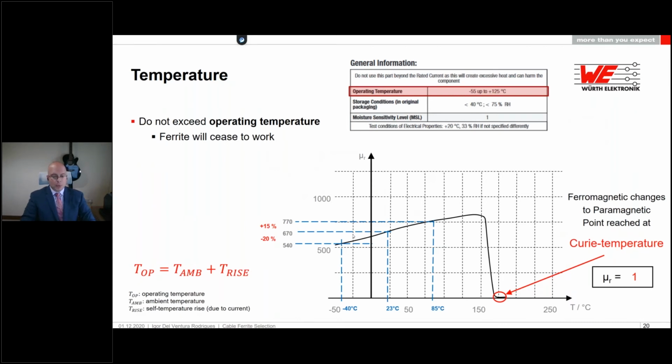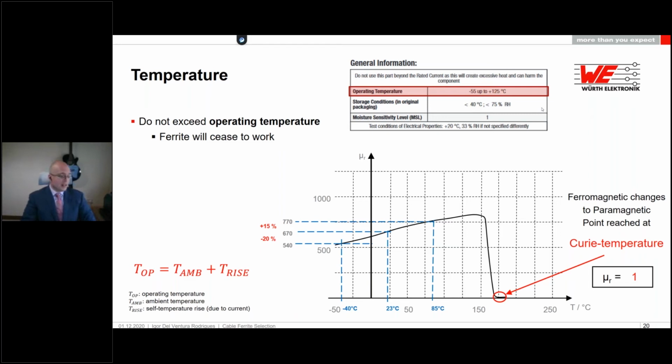Temperature-wise, it's always important to observe that we have what we call the Curie temperature, which is a temperature where the ferrite will lose its magnetic properties, so it will not work anymore if you reach that temperature. And of course, you want to operate always below that temperature, and always consider that your components will have a certain self-heating, and you will have the ambient temperature. This will be the final temperature of your component. So always observe on the data sheet what's the maximum operating temperature and make sure you are within this specification.